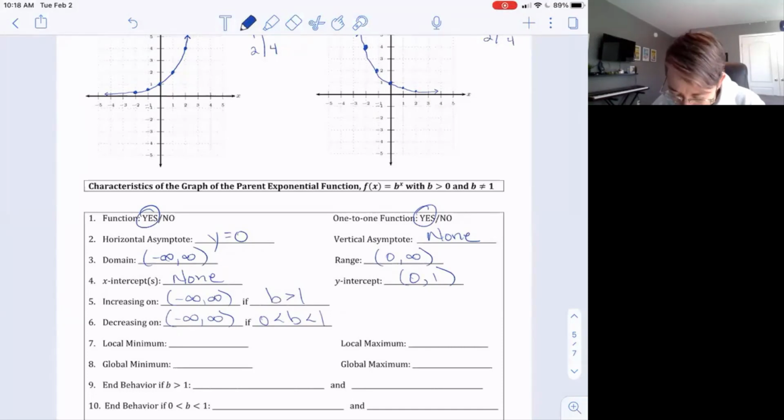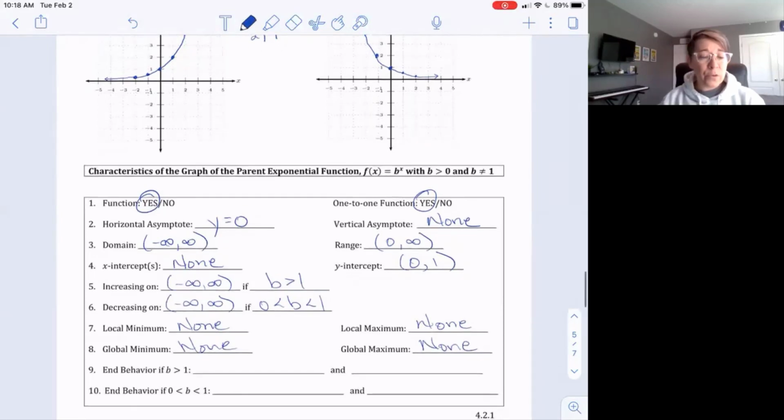We do not have a local minimum or a local maximum, nor a global min or max, and we have end behaviors for both. If b is greater than 1, in other words, it's increasing, then as x is approaching -infinity, y is approaching 0, and as x is approaching +infinity, y is also approaching +infinity.